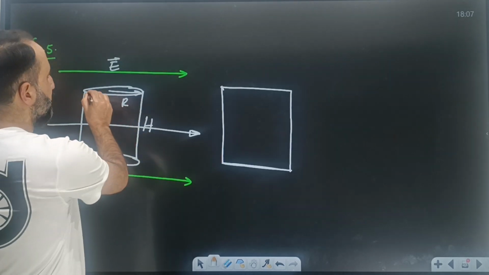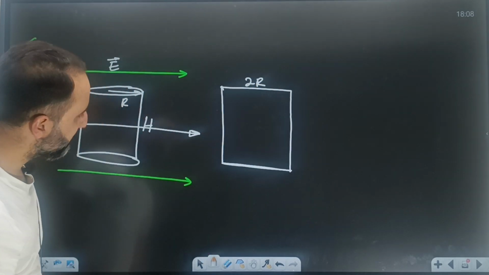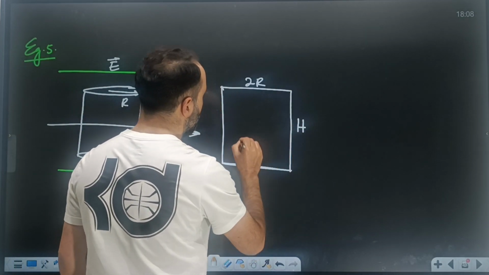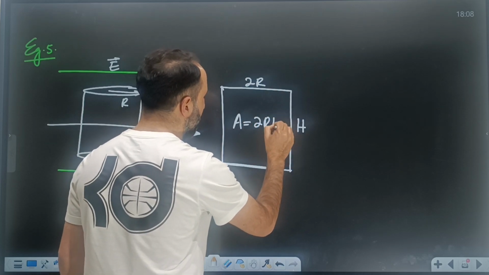ठीक है, तो इसका जो ये वाला साइड होगा, r plus r, that will be equal to 2r, which will be the diameter of the cylinder. Number second is that जो ये वाला साइड होगा, this will be equal to h, और इसका जो एरिया है, that is equal to length into breadth, which is equal to 2r into h.